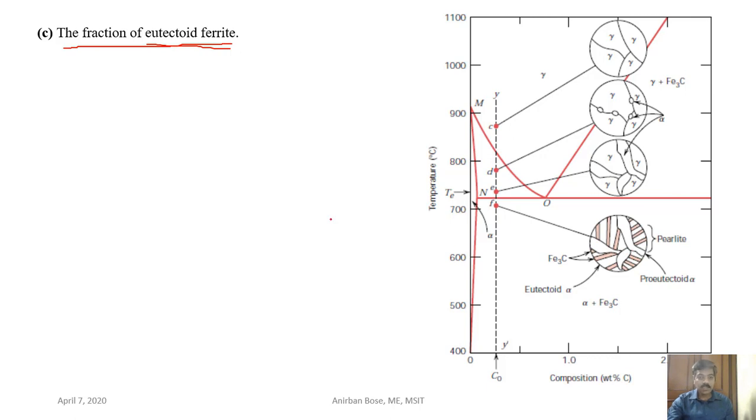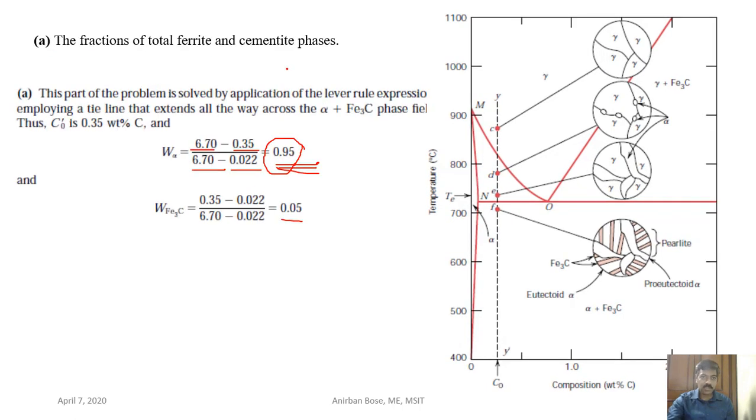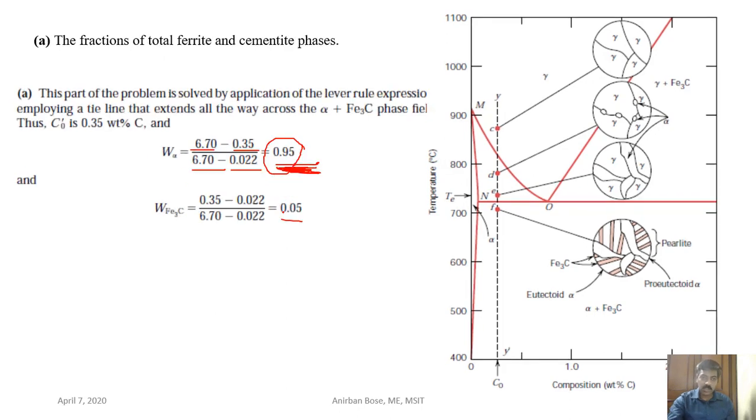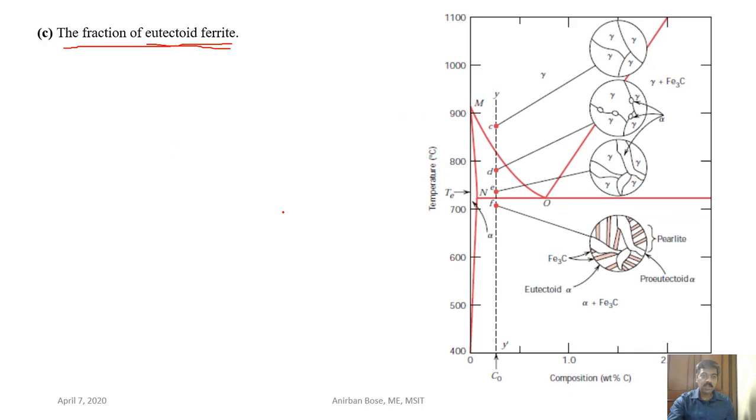So how can you find out that? It is as simple, because you know the total ferrite from the first part of the problem. The total ferrite was how much? That is 0.95, that you know. And you also know the fraction of pro-eutectoid ferrite. So you know total ferrite, you know pro-eutectoid ferrite, then eutectoid ferrite will be equal to total amount of ferrite minus pro-eutectoid ferrite.